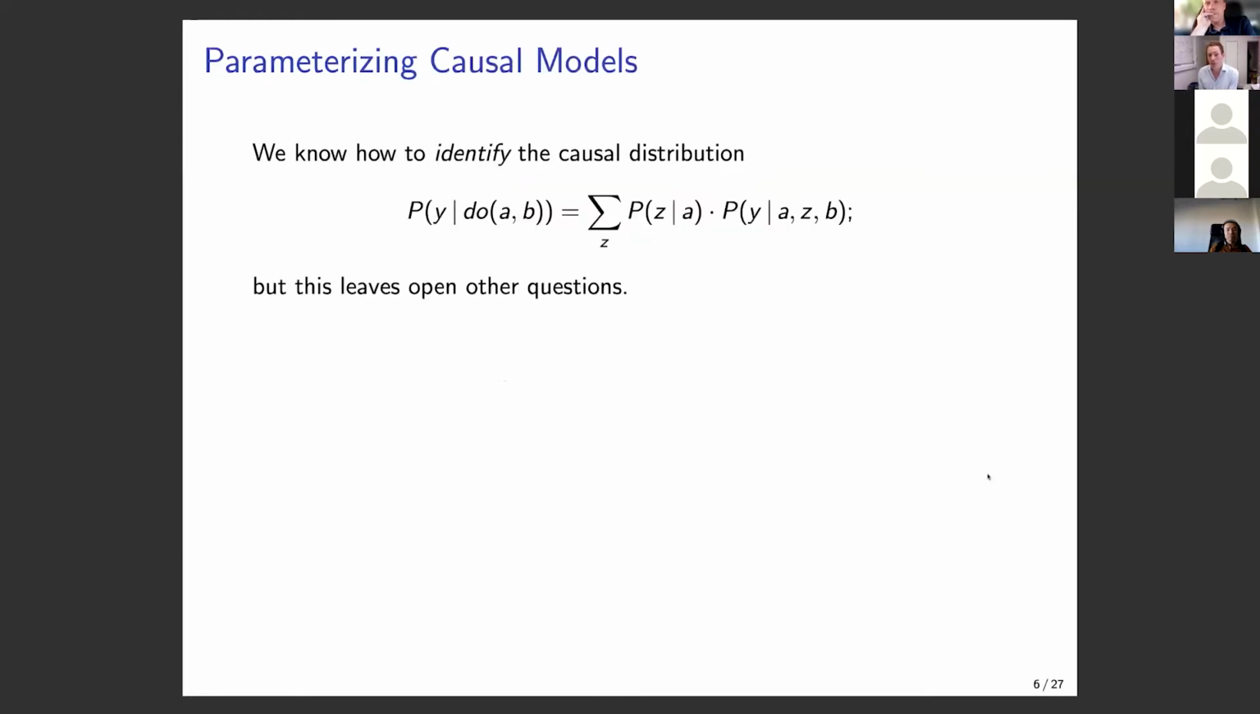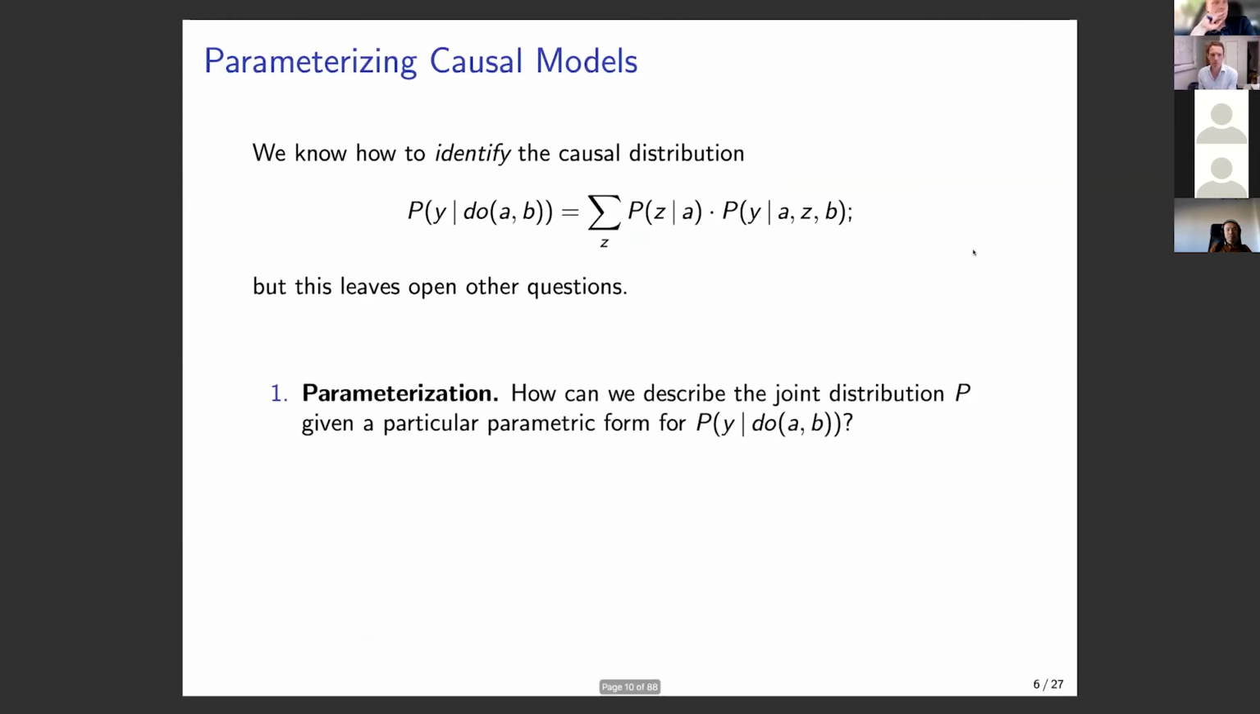Great. So we know how to identify this causal distribution. And this is, in fact, how lots of inference is done in marginal structural models, which is effectively what this is. But this leaves various other questions open. The first question you might want to know is, how can we describe the whole joint distribution P given some particular parametric model for this part of it? And it's not obvious how you would do that, because this is a marginal of a strange object where you've divided by a conditional part. So that's the first problem.